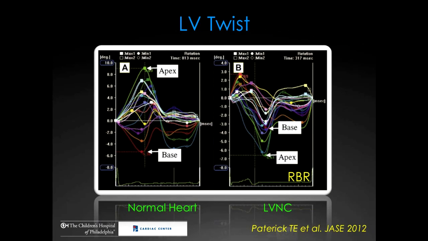This is just a really nice example of what that rigid body rotation looks like. You can see in the panel on the left in the normal heart that the apex and the base of the heart are twisting in opposite directions. Whereas on the right side of your screen, you can see that the base and the apex of the heart are twisting in the same direction, so-called rigid body rotation.